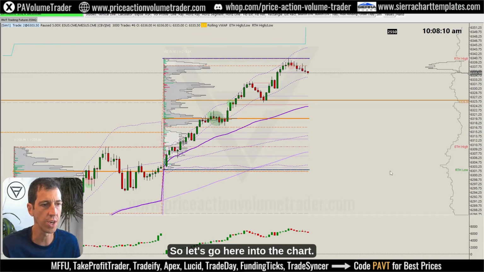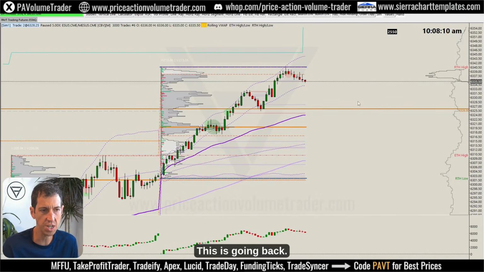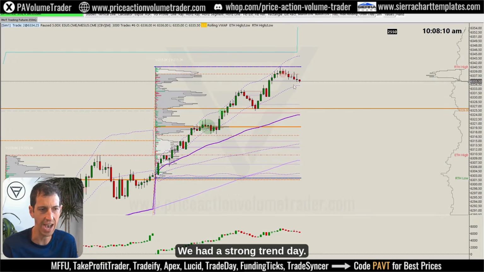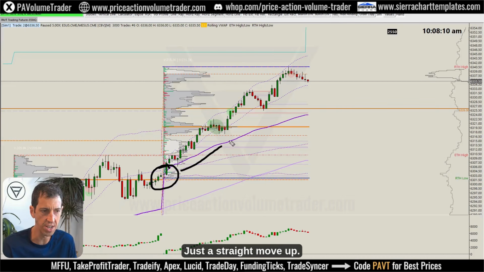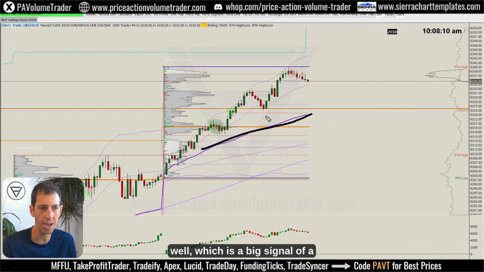So let's go here into the chart. This happened on August 4th. We had a strong trend day. You can see right here from the open, at 9:30, as soon as the market opened, we already started getting a big impulsive move to the upside. Just a straight move up. We're well above VWAP as well, which is a big signal of a strong trending market.